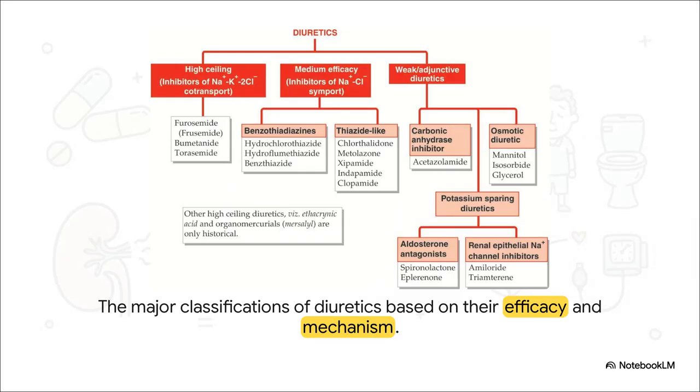Okay, look here. This chart is our roadmap, our master plan. You can see the diuretics are broadly divided into three main branches, and it's all based on their power, their efficacy. We have the super powerful ones, the high-ceiling diuretics. Then we have the good, reliable ones, the medium efficacy diuretics. And finally, the specialized helpers, the weak or adjunctive diuretics.